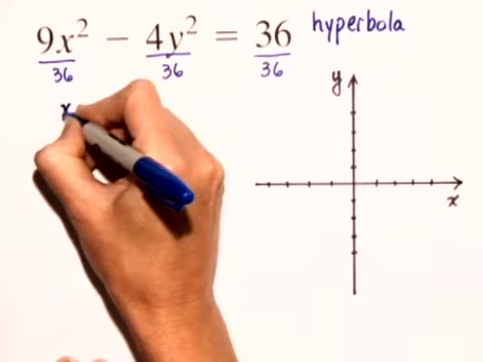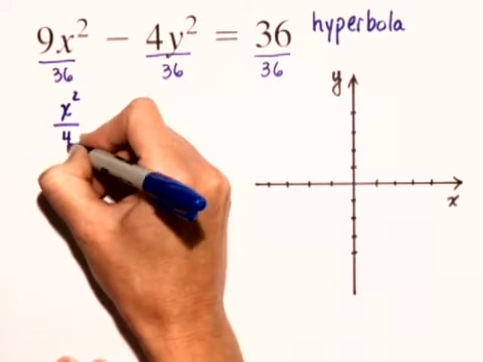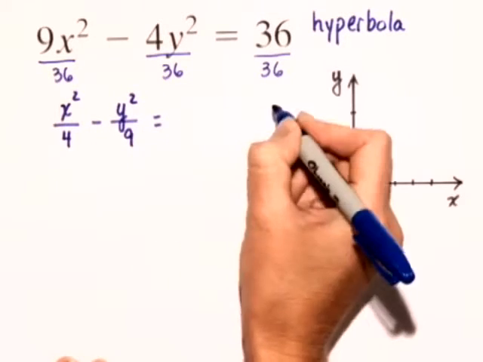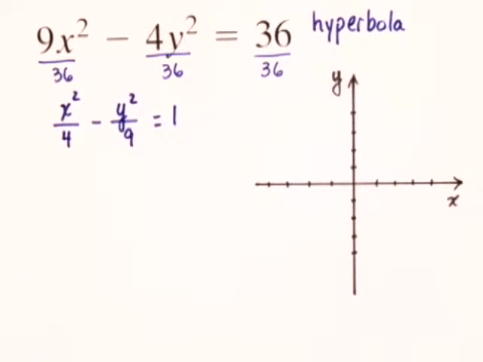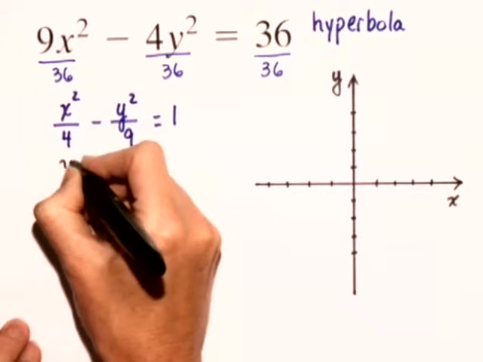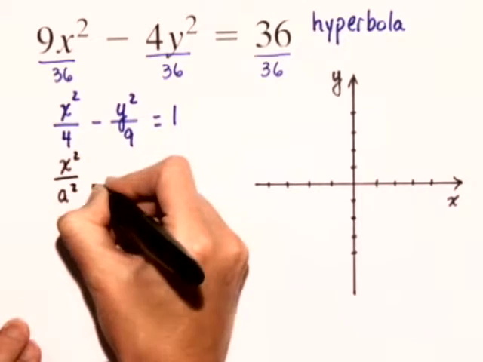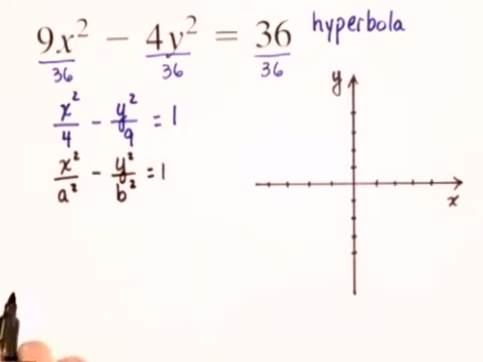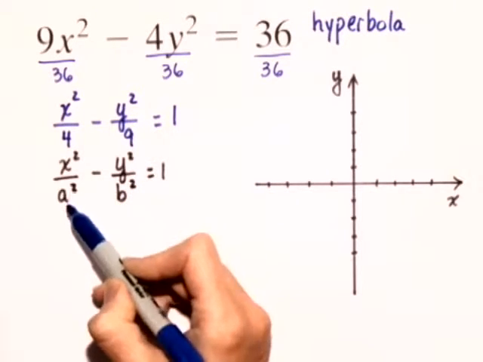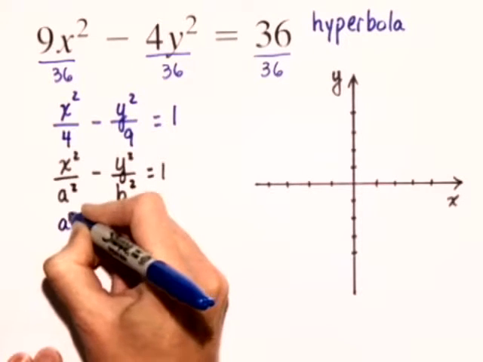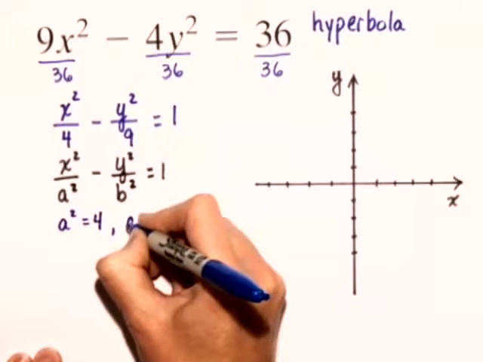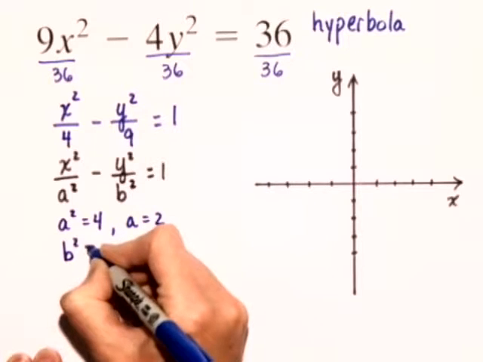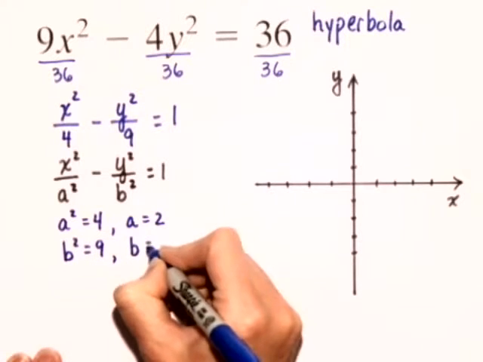Now we have x squared over 4 minus y squared over 9 is equal to 1. This is in standard form because it's of the form x squared over a squared minus y squared over b squared is equal to 1. We can see that a squared is equal to 4, so that means that a is equal to 2, and also b squared equals 9, so that b is equal to 3.